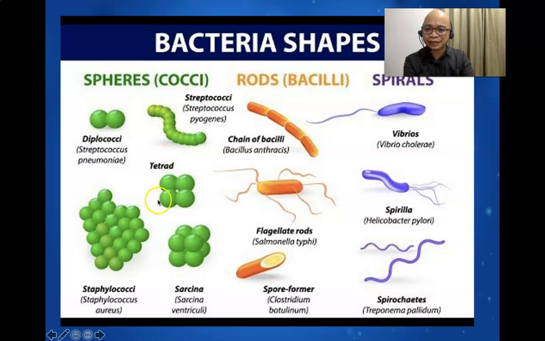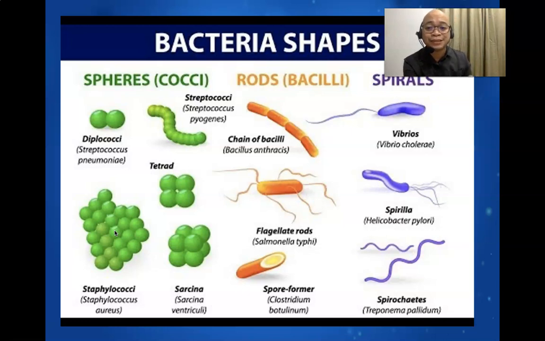You would notice that some of them are arranged in pairs. We call them diplococci. An example is Streptococcus pneumoniae. Some of them are arranged in a grape-like cluster, so Staphylococcus aureus. Some of them are arranged in chains, so we call them Streptococci. By the way, cocci is the plural form, coccus is the singular form. So Streptococcus pyogenes is an example of Streptococci.